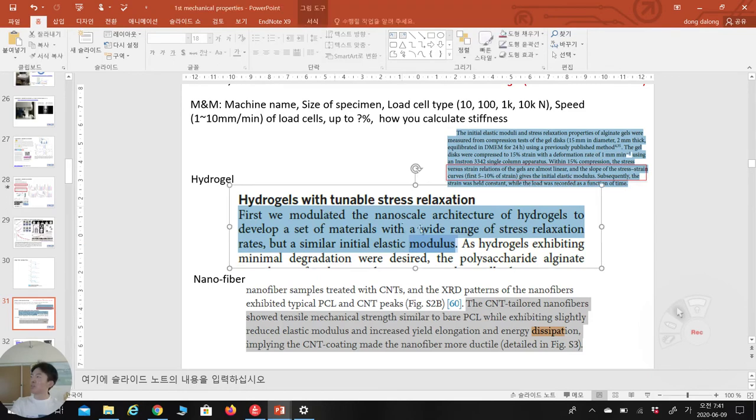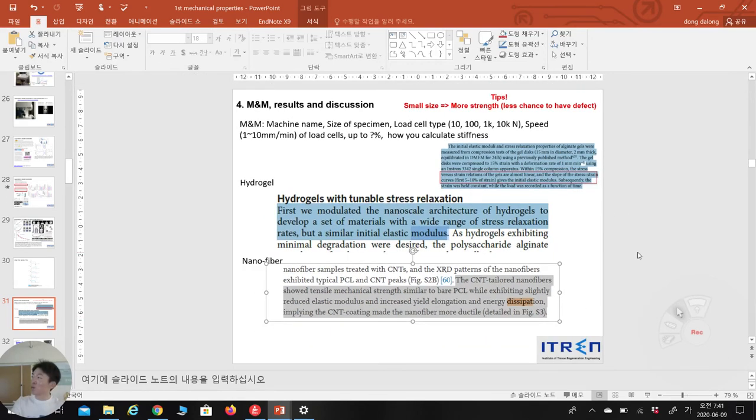And then for the hydrogel, they mention like this. And then for nanofiber, they also mention like this. So anyhow, if you make any kind of material, you always have to measure this value and then write it down in the materials and methods like this.